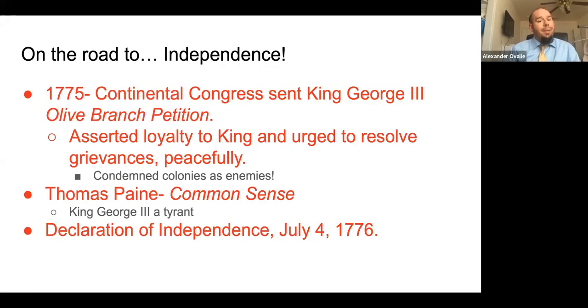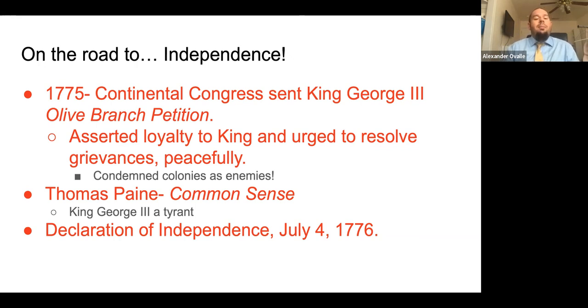On the road to independence, in 1775, the Continental Congress sent King George III something called the Olive Branch Petition. It asserted that the colonists would remain loyal to the king and urged him to resolve their grievances peacefully. King George said, no way, and condemned the colonies as enemies of the British Empire.